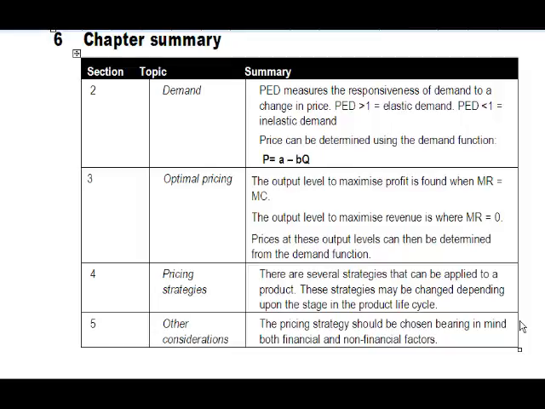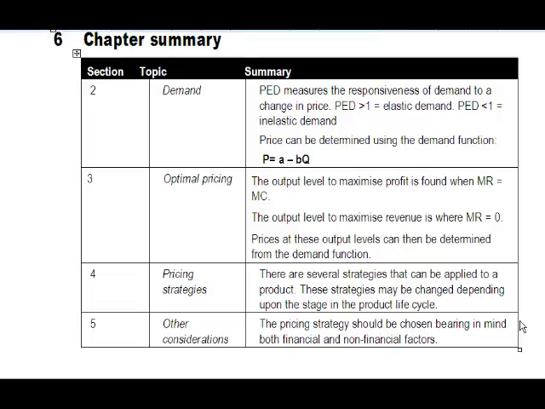Now to summarise what we've covered in this chapter, we started off with quite a bit of economics really in terms of the demand and elasticity, and then also more economics looking at the profit maximising output, MR equals MC, optimal pricing. Now in both of these you need to understand what's going on, be able to use the techniques, do the calculations, but also be able to explain what it all means.